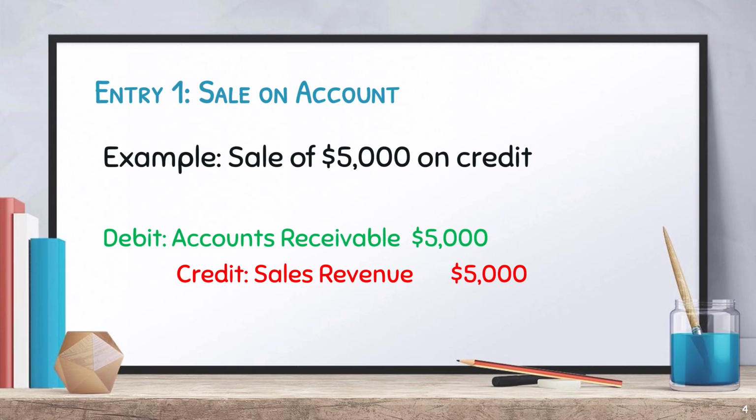Entry 1. Sale on account. Scenario: you sell $5,000 of goods on credit. The customer receives the product now and agrees to pay later. Below is the journal entry. What happened here? The company earned revenue, but instead of receiving cash, it received a promise to pay. That promise becomes the asset called accounts receivable.